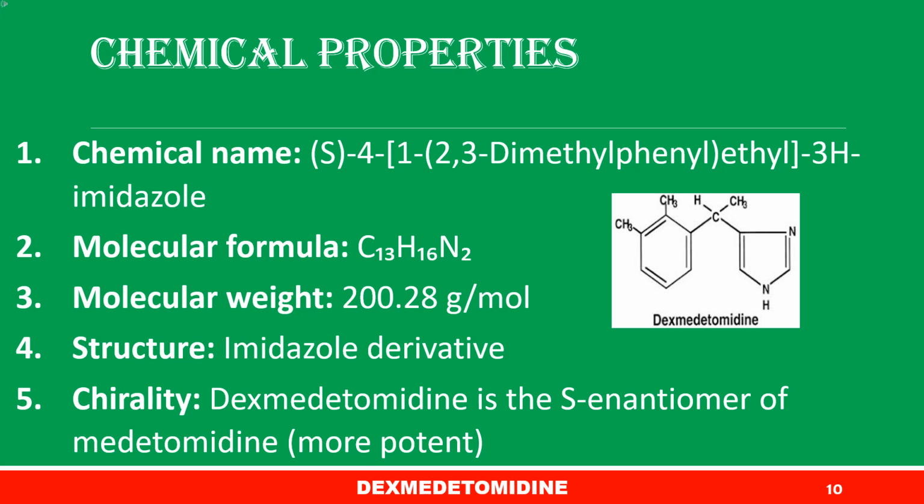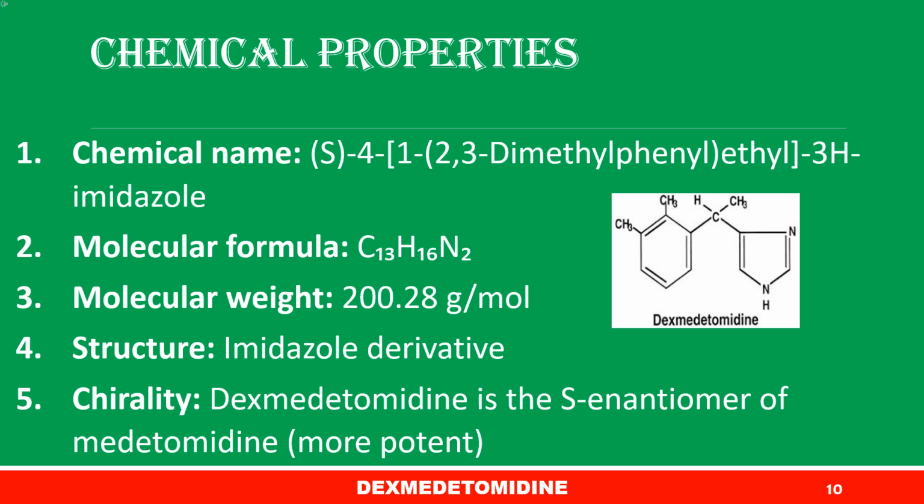Chemical properties of dexmedetomidine. 1. Chemical name. S-4-[1-(2,3-dimethylphenyl)ethyl]-3H-imidazole. This is the formal chemical name of dexmedetomidine. 2. Molecular formula. C13H16N2. This shows the elements making up dexmedetomidine. 3. Molecular weight. 200.28 grams per mole. This is the weight of one mole of dexmedetomidine.